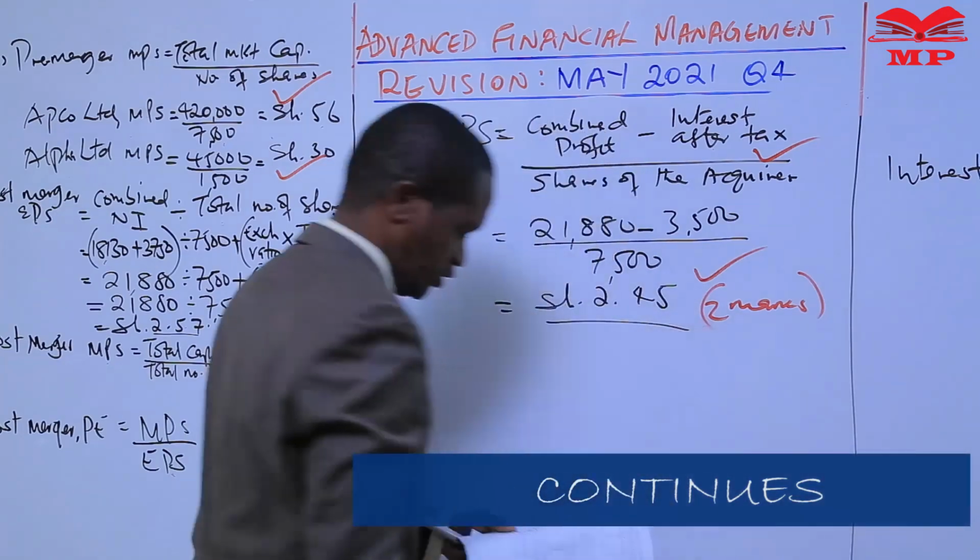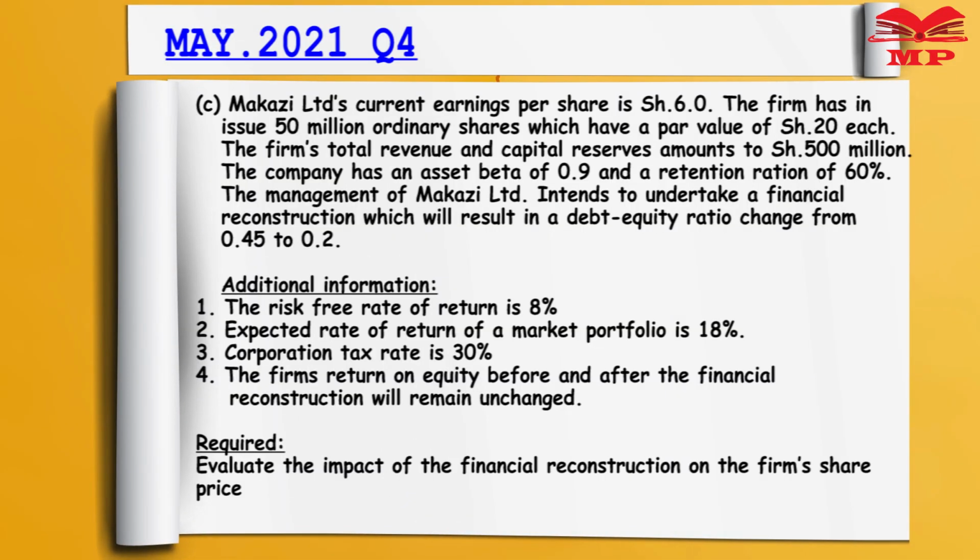Let's now move on to part C. Makazi Limited's current earnings per share is 6 shillings. The firm has in issue 50 million ordinary shares which have a par value of 20 shillings. The firm's total revenue and capital reserves amounts to 500 million shillings. The company has an asset beta of 0.9 and a retention ratio of 60%.